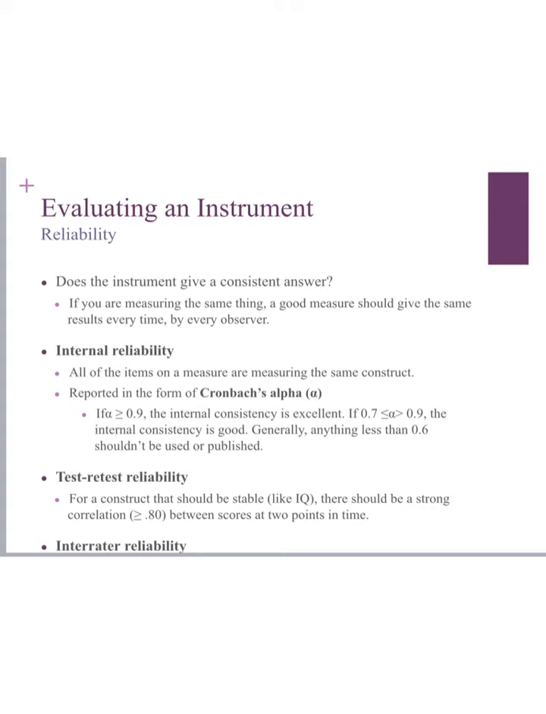Stability, or test-retest reliability, says that if your construct should be stable, like your IQ or your birthday, then if I continue to test it and retest it, it should give the same answer. Another example is if I ask you, what is your date of birth? Your answer will likely be the same each time. However, if I ask you, when is your birthday? You could give me a bunch of different answers and they could change.